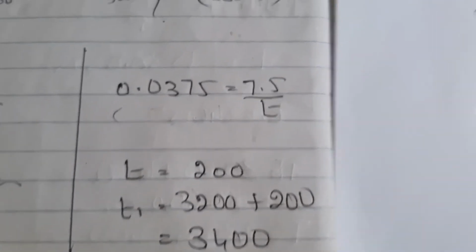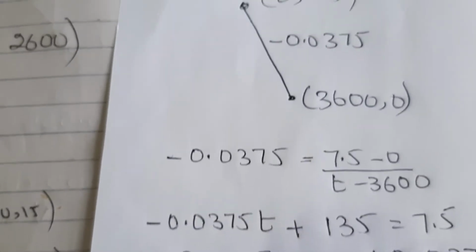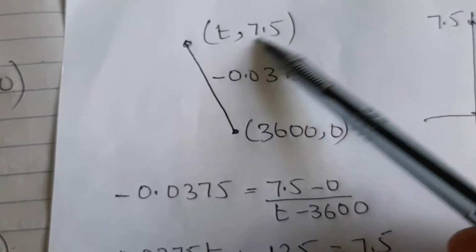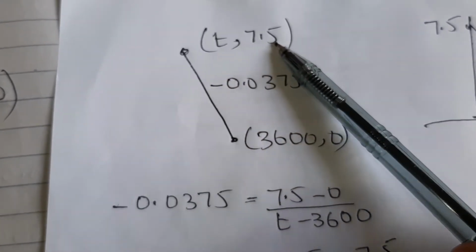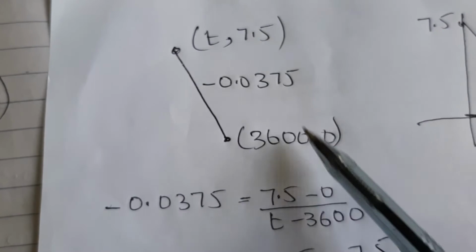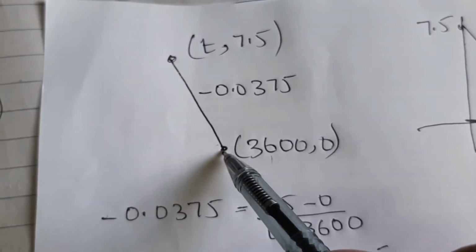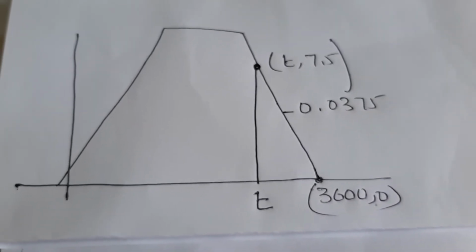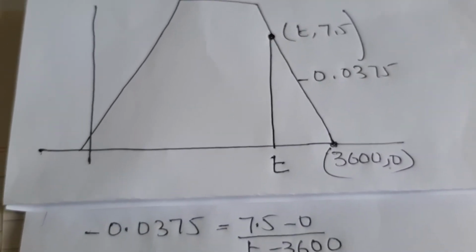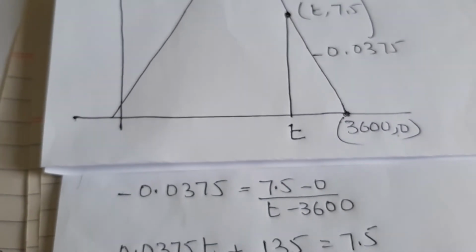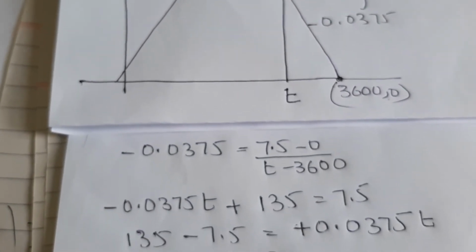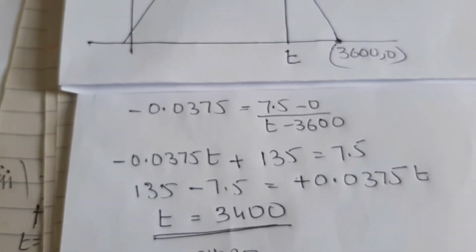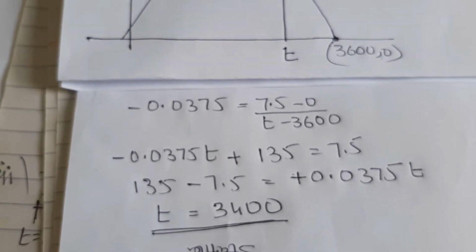And otherwise, if you are not comfortable with this direct way, you can use the whole long way. You know this point is t, 7.5. This is 3600, 0, and this is what? Because your graph is actually, let me complete it here roughly. So it is like this actually, right? That diagram I have just completed. So I'm applying gradient formula on it, and then I get the time t, which is 3400 seconds. This is how you will get 3400 seconds.